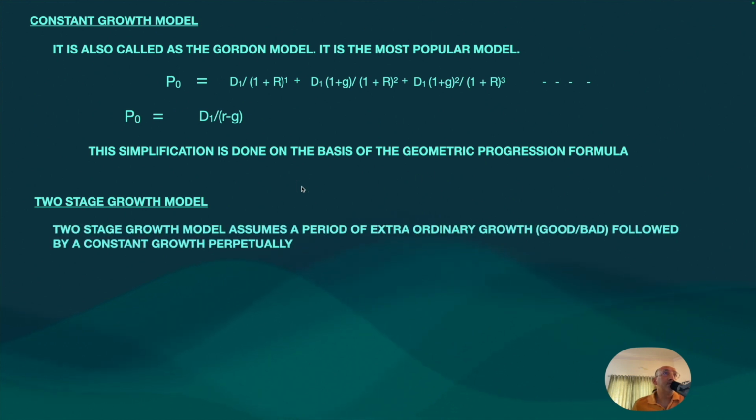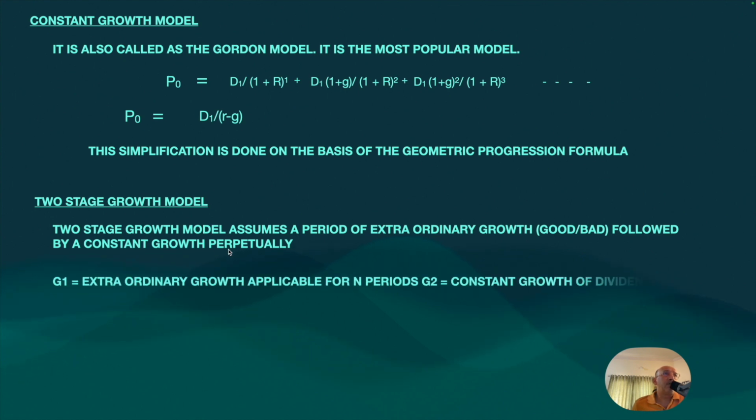Now coming to the two-stage model. The first one was the zero growth. Now the dividends have grown constantly. Now it is a combination. It is the two-stage growth model. Here the two-stage growth model assumes a period of extraordinary growth. This growth can be good also, this growth can be bad also, followed by a constant growth perpetually. Perpetually means eternally. So equity shares will give dividends eternally. That is the assumption we have made. So we have to stand with that assumption and then go on and calculate the formulas.